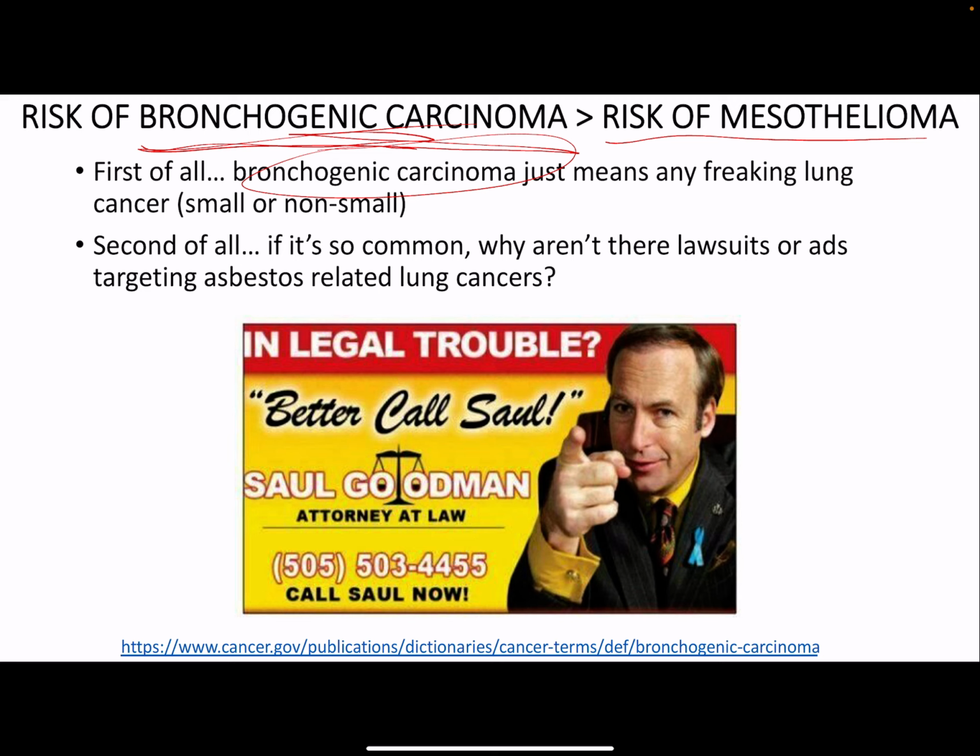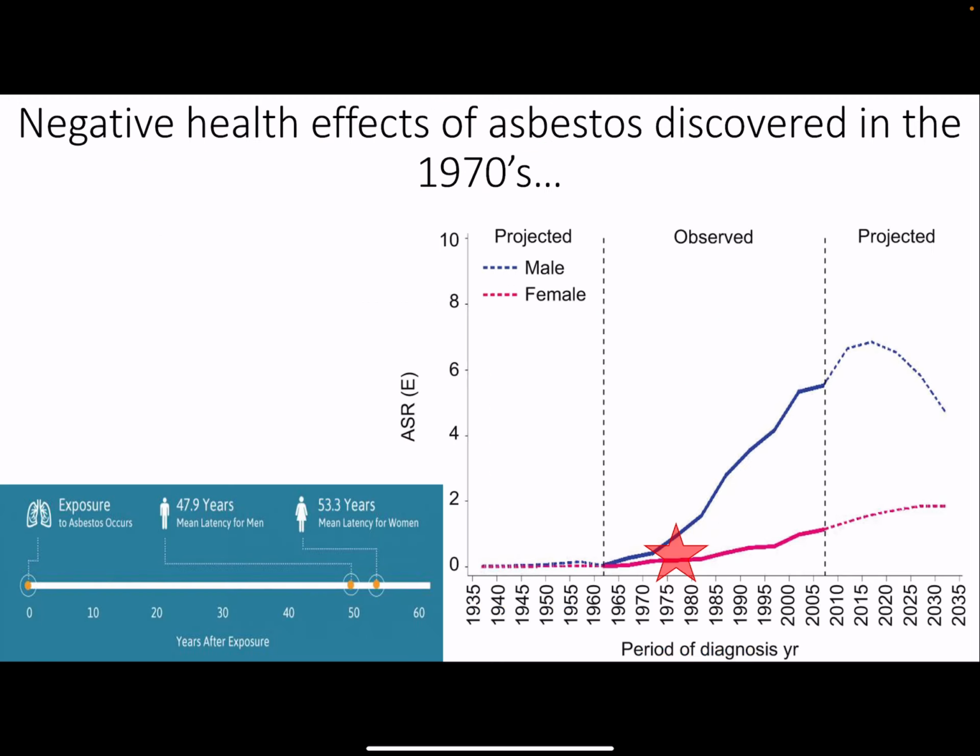So why aren't we getting lawsuits for lung cancer if it's more commonly linked to asbestos? Well, the reason is that many things cause lung cancer. So if someone gets lung cancer, it's hard to point the finger specifically at asbestos. However, mesothelioma is really only caused by asbestos. So if you got mesothelioma, it was probably from asbestos. So it's easier to point the finger at some organization you used to work for and initiate a lawsuit.